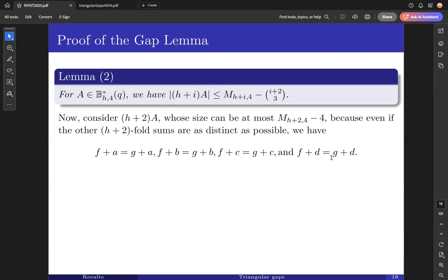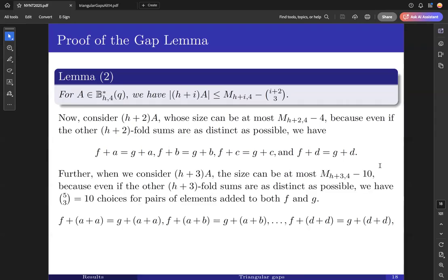No, no, no, because now we're looking at M sub H plus 2. So this is the maximum size of an H plus 2 fold sum set, and I've got to be at least 4 off of that. Now continuing, if I look at the H plus 3 fold sum set, I'm going to be off by 10. And why is that? Because now I have 5 choose 3, that is 10 choices for pairs of elements added to both F and G.